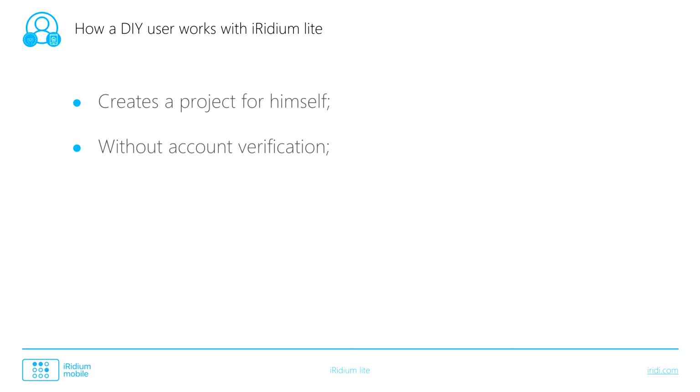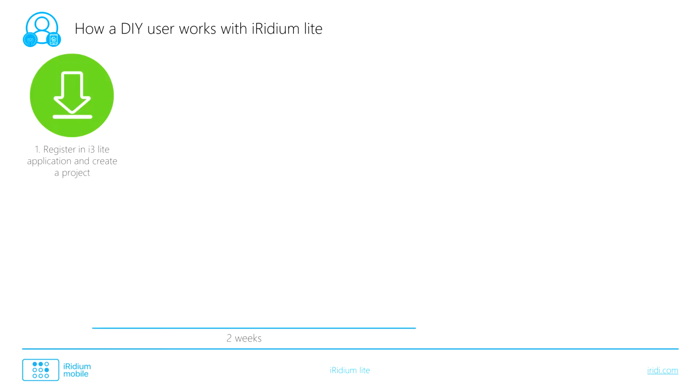When a DIY user is at his place, he installs the iRidium app on his mobile device. We call them control panels. He registers and creates a new project. A DIY user cannot create a project without a server. That's why, if a server is not bought yet, from this moment the countdown of 2 weeks begins, during which he can create and test his project for free.